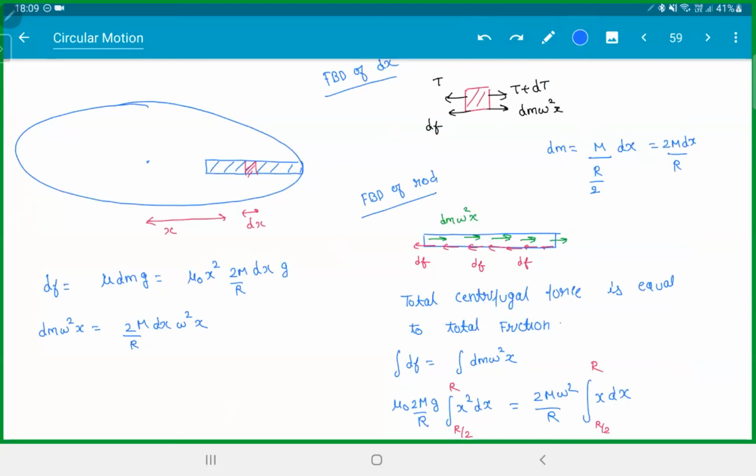Please look at the steps that I did. On the entire rod, the total friction acting on the rod should be equal to the total centrifugal forces pulling the rod.